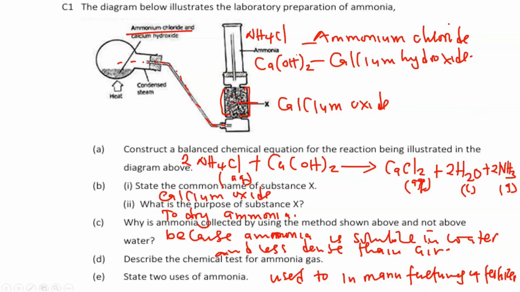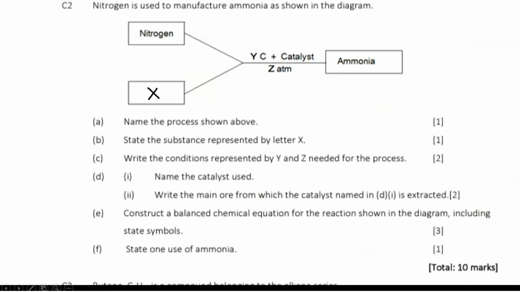It is used in making nitric acid, please. So take note of that. Used in making nitric acid. Let's answer now this question. Nitrogen is used in manufacture of ammonia as shown in the diagram below. As you can see the diagram.